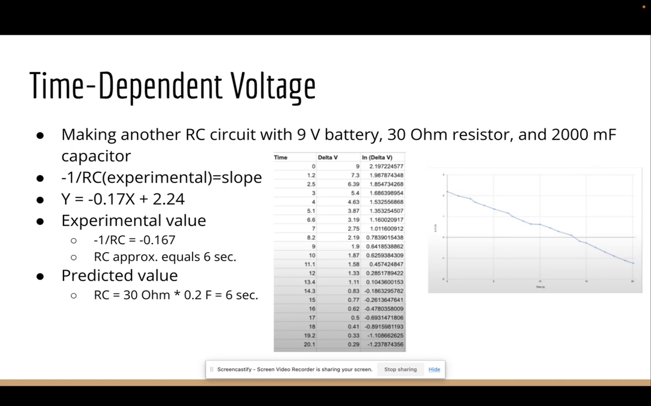And this is our time-dependent voltage. We're making another RC circuit with a 9 V battery, but this time we'll have a 30 ohm resistor. And then here's the calculation for the slope. Our experimental value was roughly 6 seconds, and our predicted value also matched that 6 seconds.